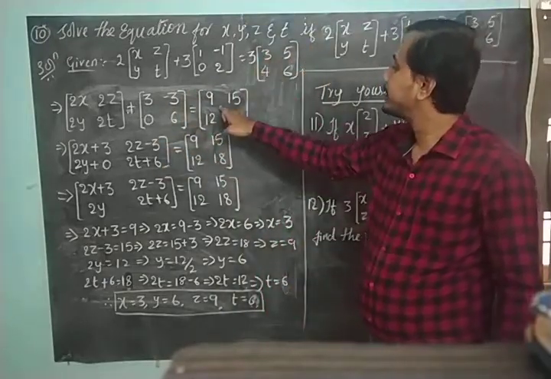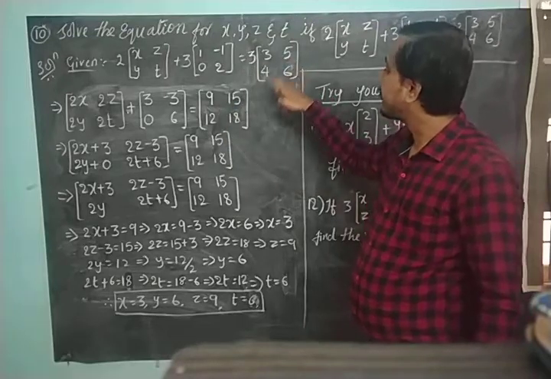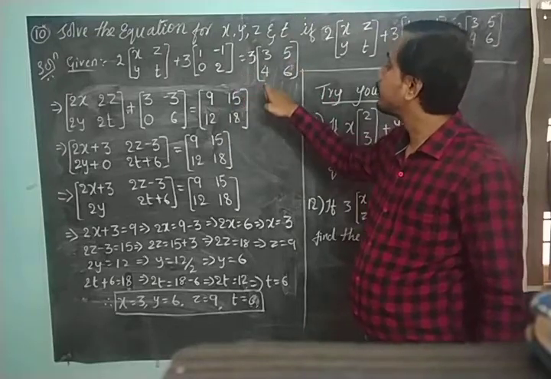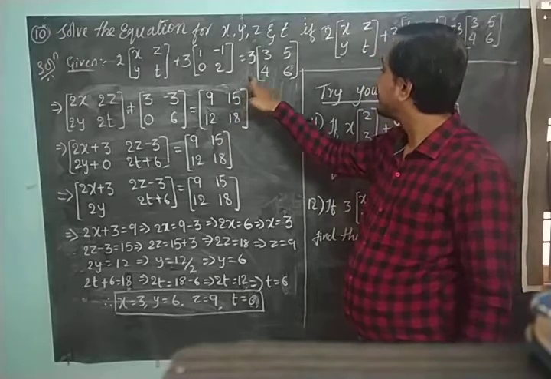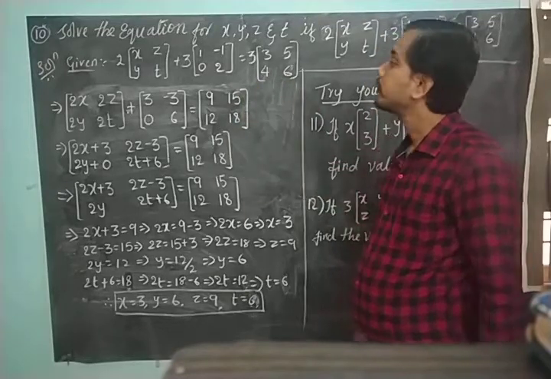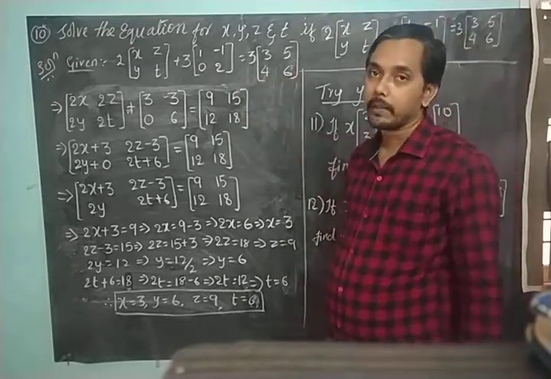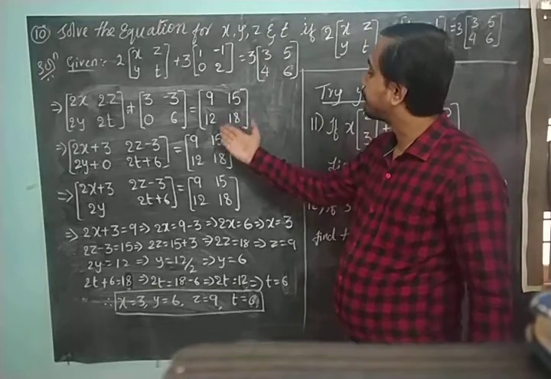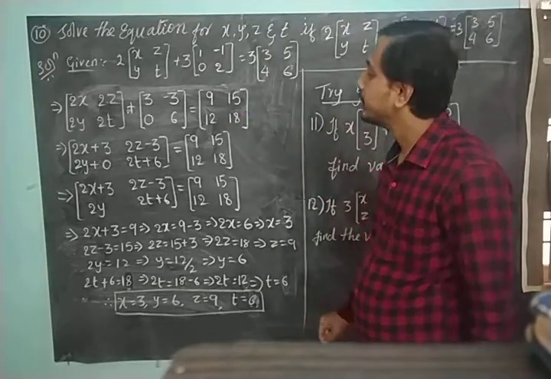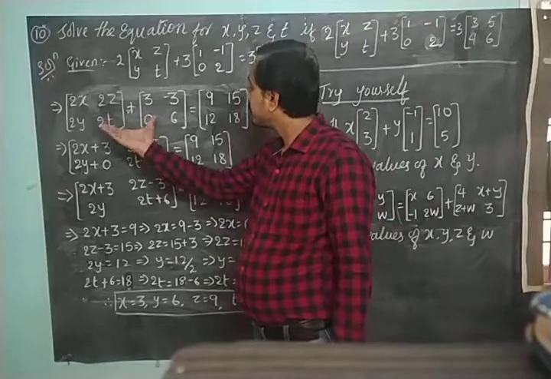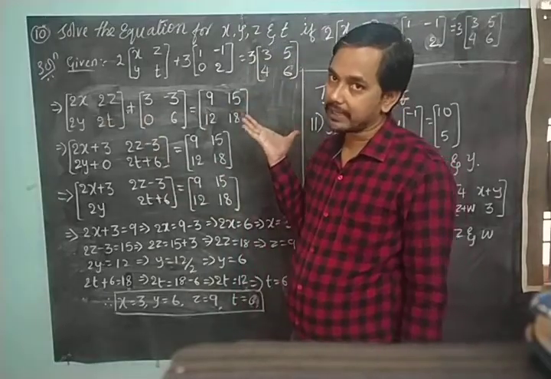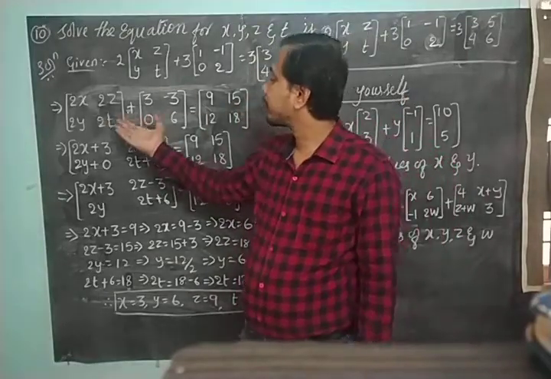3 into 3, 9, 3 into 5, 15, 3 into 4, 12, 3 into 6, 18. So if I multiply 3 to this matrix, I will get 9, 15, 12 and 18. So this is an equation in the form of matrix. So what is there on LHS part?